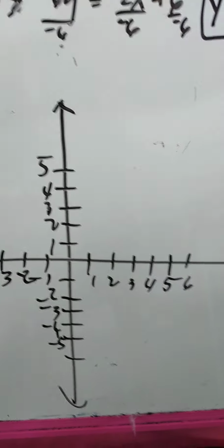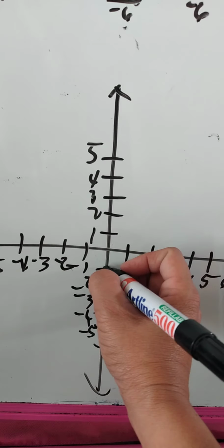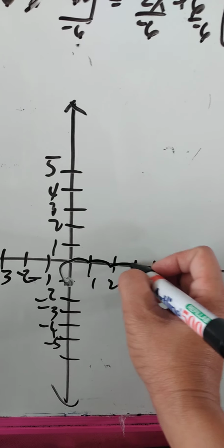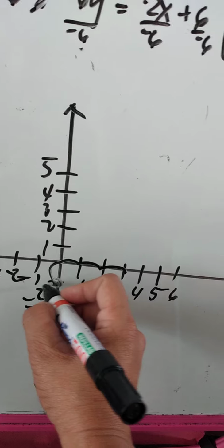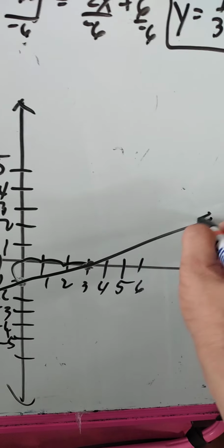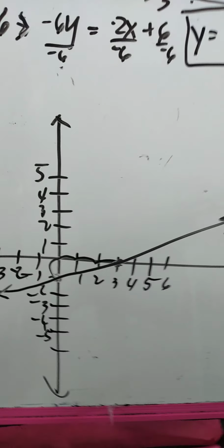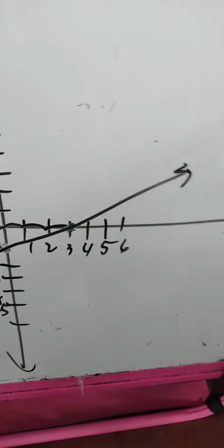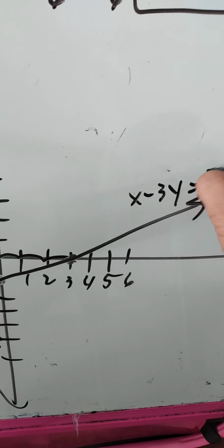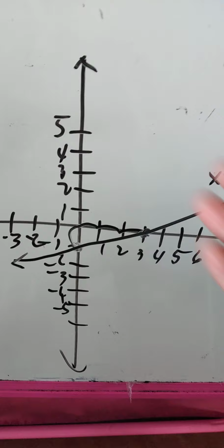Okay? So let's graph. So from negative 1, rise 1 and run 3, because your slope is 1/3. So connect the 2 points. Of course, pardon me, I can't use a ruler because I'm holding a phone. And label it. X minus 3y equals 3. Your other equation, I don't have any other color. You can use a different color if you have colored pens.